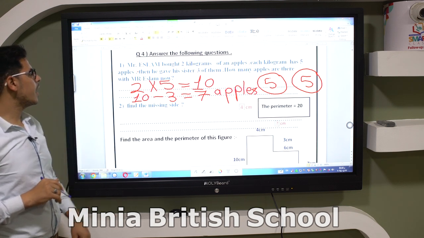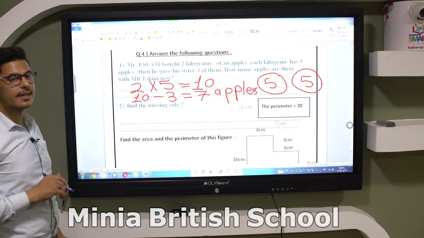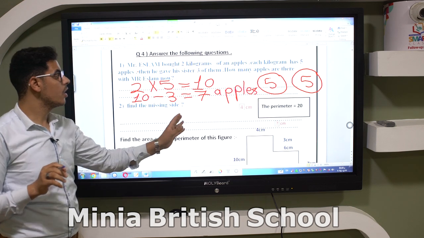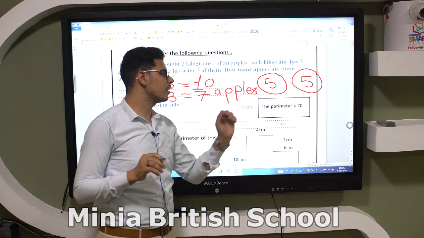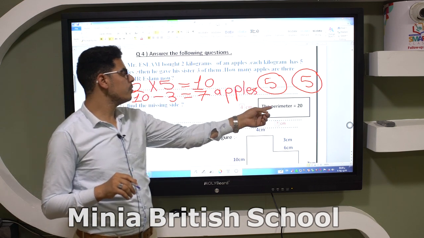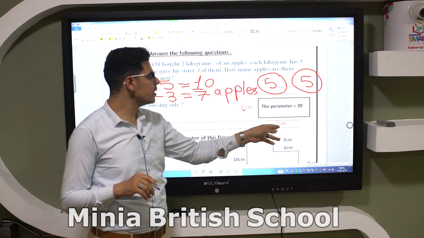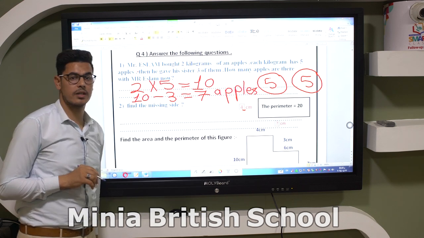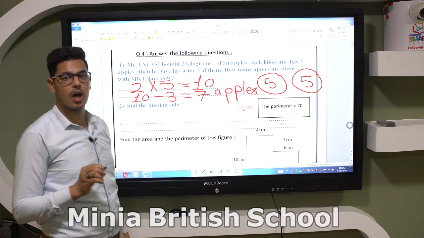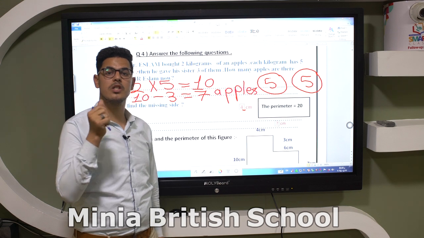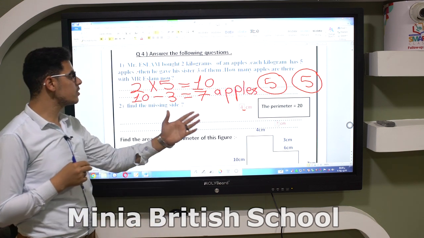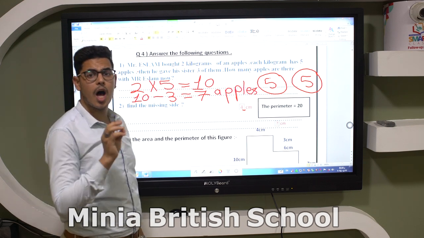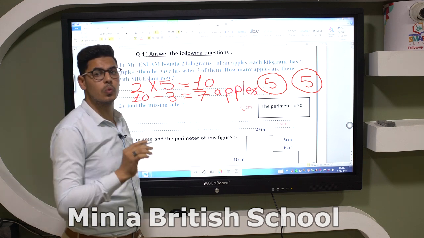In the next example, find the missing side. How can I find the missing side here? Here we have a rectangle, but I have the perimeter here and the width. So the missing side will be the length. How can I find the length of the rectangle? To find the missing side of the rectangle, I will do it in 2 steps. The first step, I will divide. But what divided by what? The perimeter divided by 2.